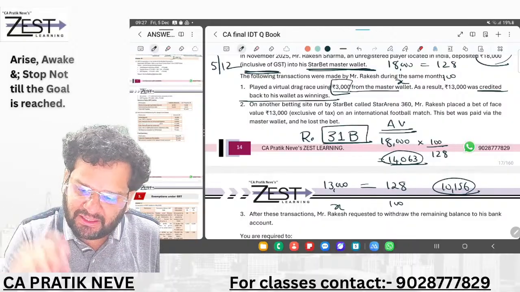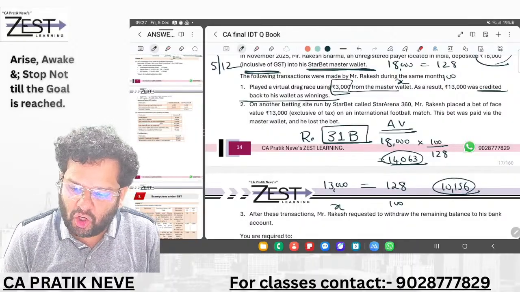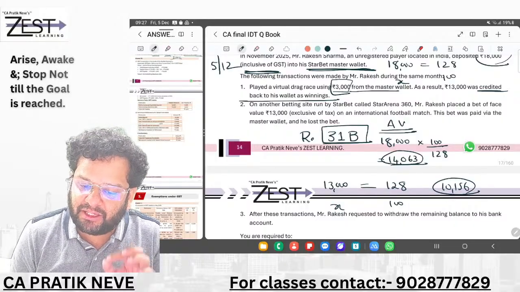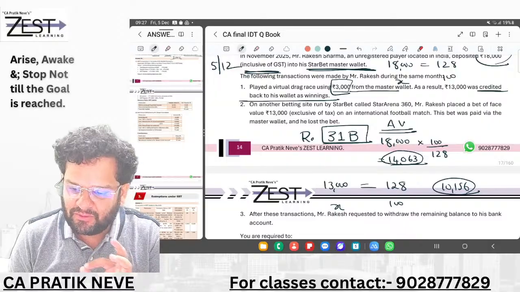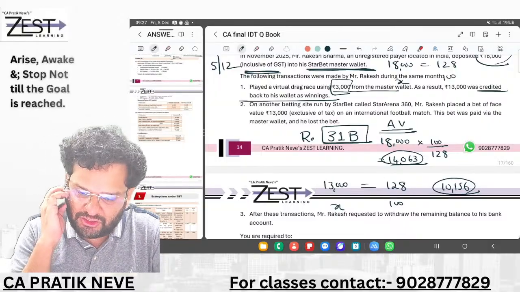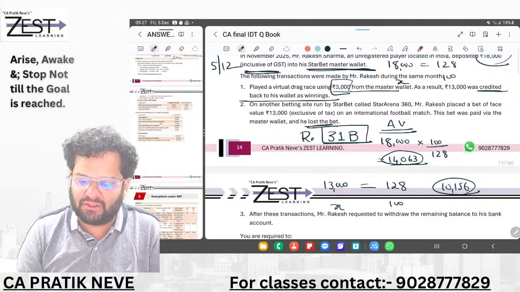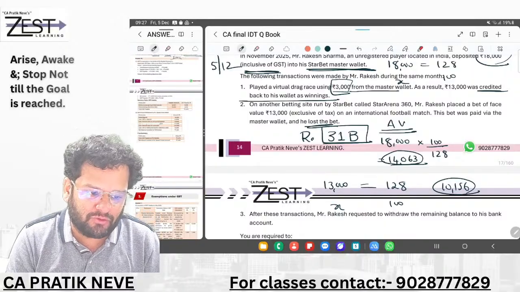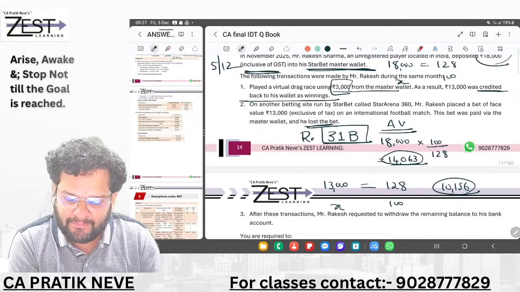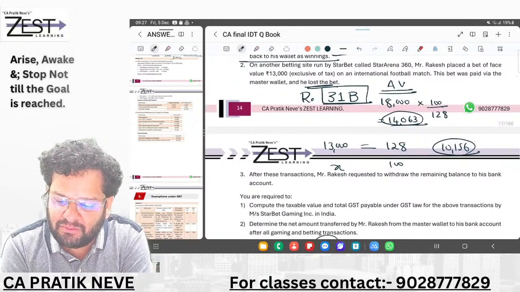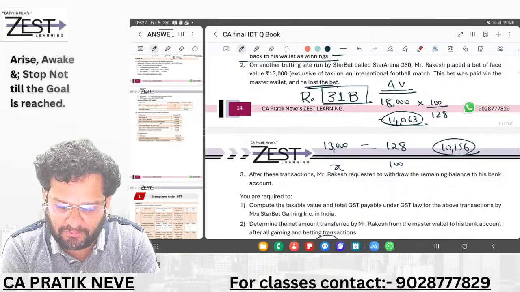On another betting site run by Starbet called Star Arena 360, Rakesh placed a bet of 13,000 on an international football match. The bet was paid via master wallet and he lost the bet. Nothing, he lost the bet. This much amount will be subtracted from his wallet. After this transaction, Rakesh requested to withdraw the remaining balance to his account.